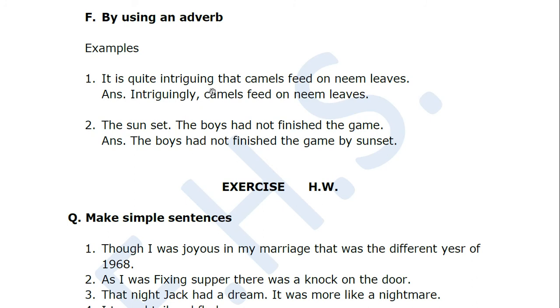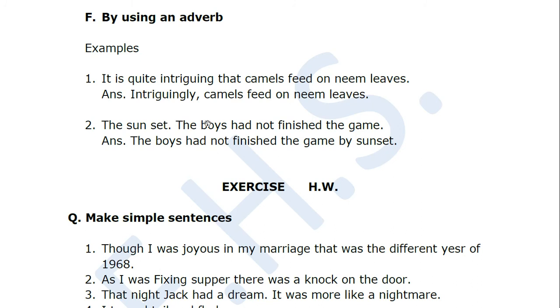Now, whom are you talking about? Camels. Now, what is next? What action do the camels do? Camels feed on neem leaves. So, this is your adverb. Intriguingly, camels feed on neem leaves. Okay. Now, the next example. The sun set. What is the action here? Set. What did the sun do? The sun set. Okay, it sank.